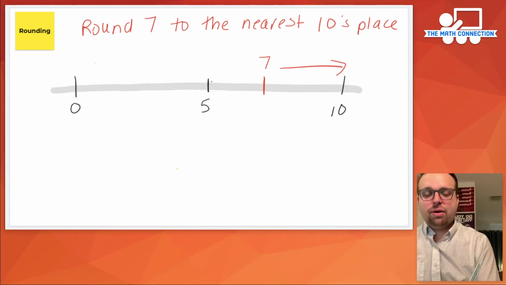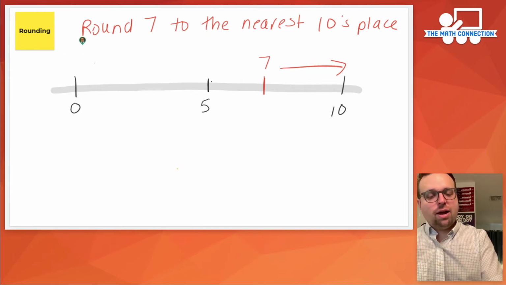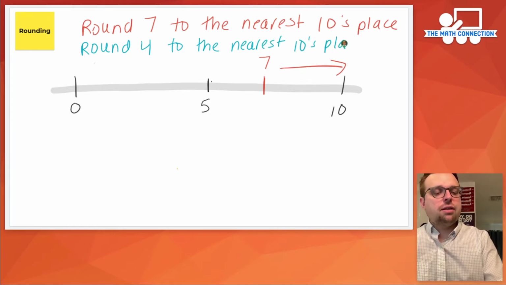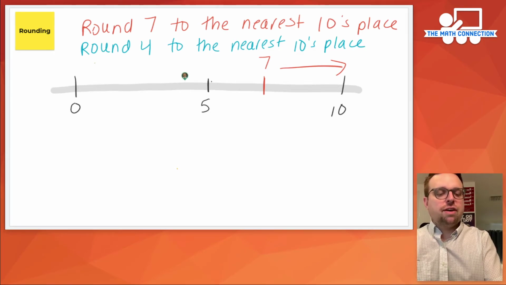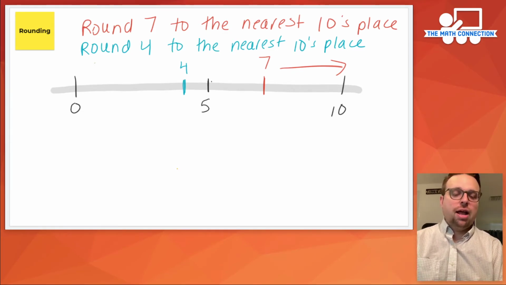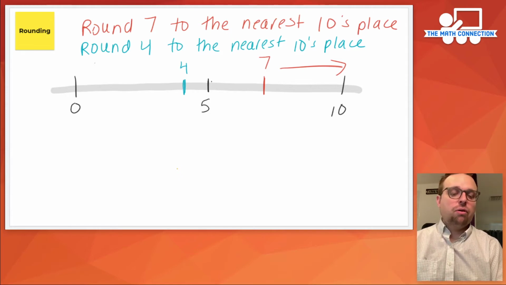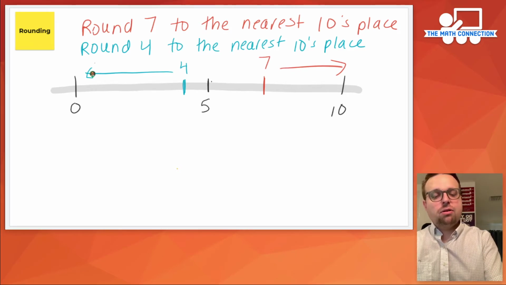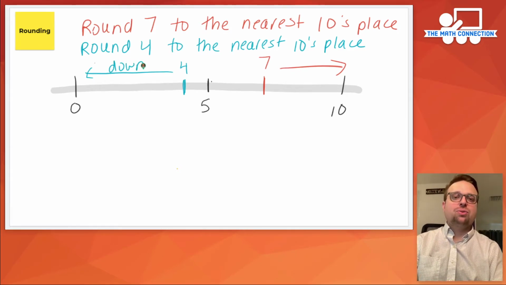But let's say I give you a different example, and I gave you the example of 4. So I said round 4 to the nearest tens place, or the nearest 10. So let's plot 4. Well, 4 is right under 5. So my question is, if this is the halfway point at 5, is 4 above or below that halfway point? That'll tell you what it's closer to. Well, 4 is below that, and so we would round 4 down. So 4 would round down to 0.